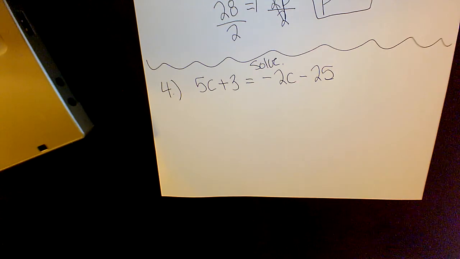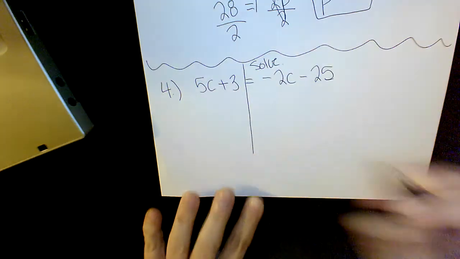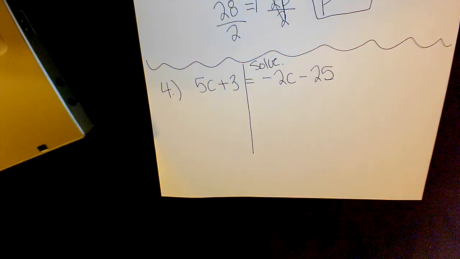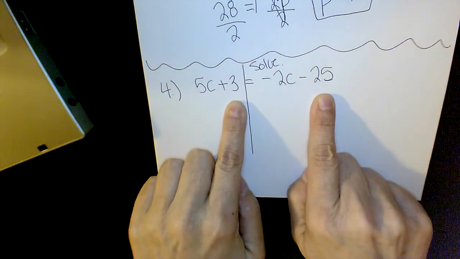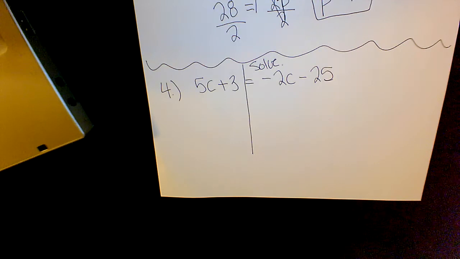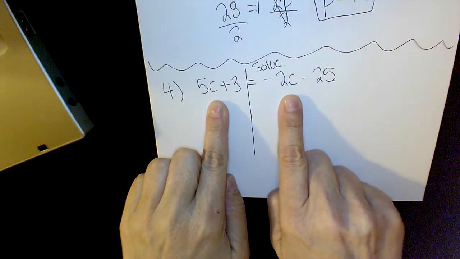So I've got 5C plus 3 equals negative 2C minus 25. So again, I'm going to draw the line down the middle, just like Dr. McGathy did. And again, we can start wherever we want because we've got C's on both sides and numbers on both sides. So, where would you like to start? It doesn't matter. Like I said before, I like to start with my letters.